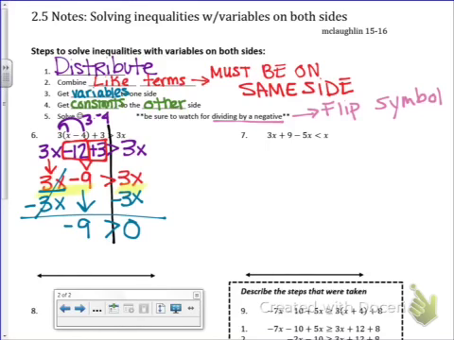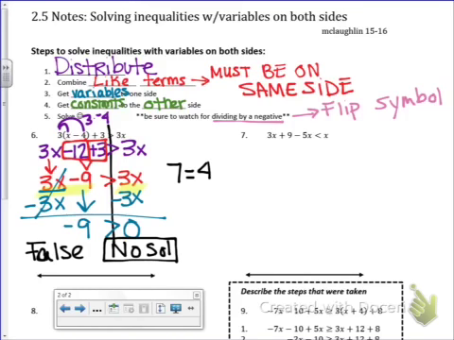Now, when I read that, that says negative 9 is greater than 0. And that's not true. Okay, that's a false statement, that means there are no solutions. Just like before when we ended up with something like 7 equals 4, that's not true, that's no solution. Same idea here. When you read that inequality, negative 9 is greater than 0 is not true, so that's no solution. So therefore, we would not graph that one either. There's no answers.